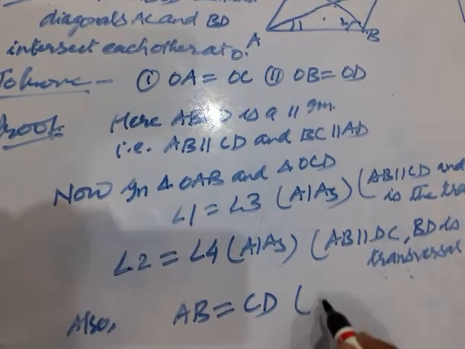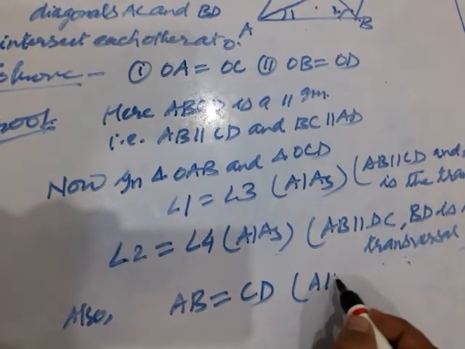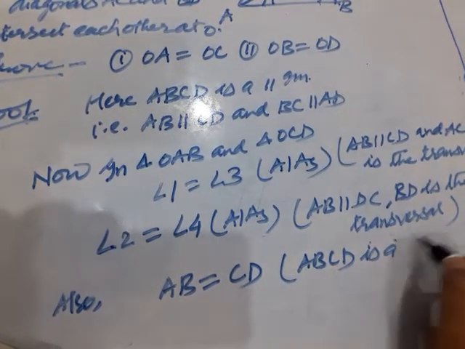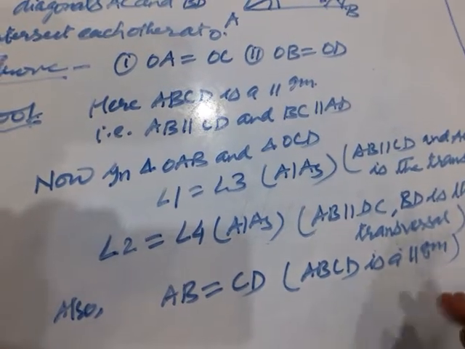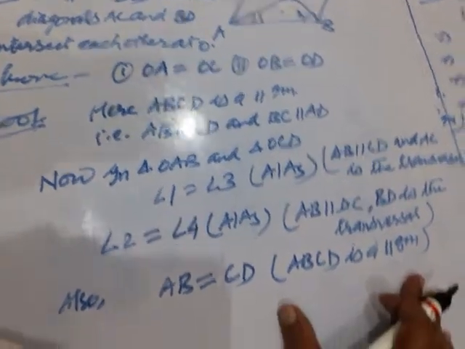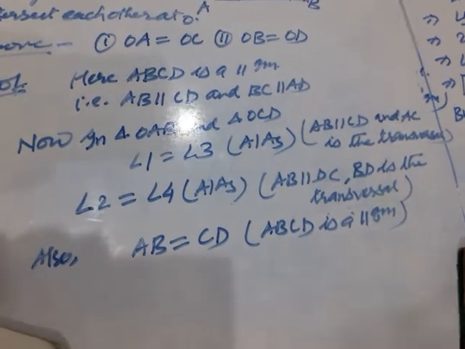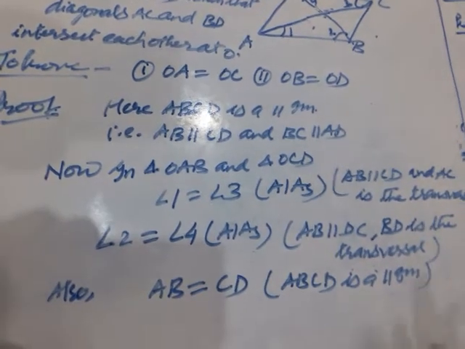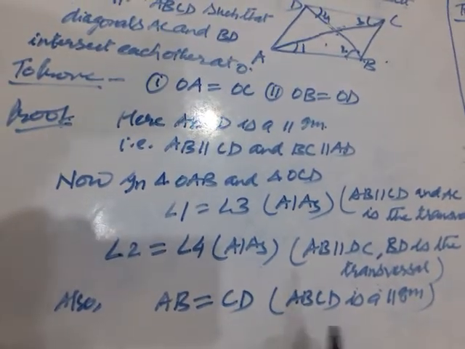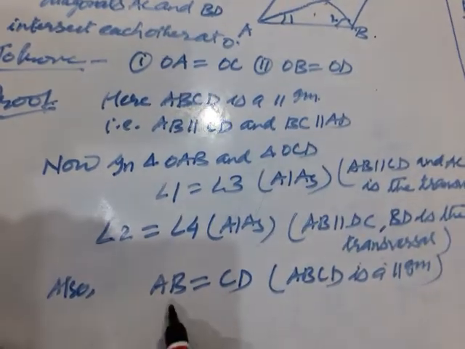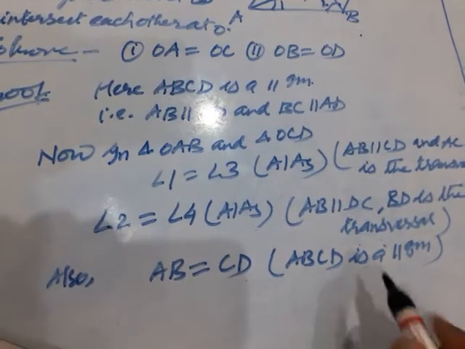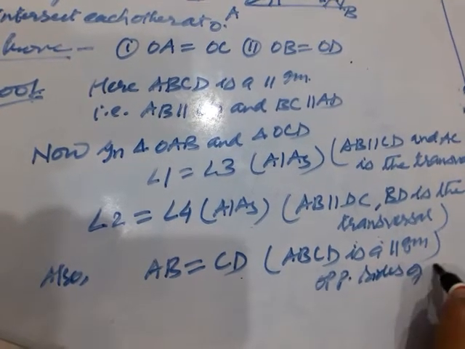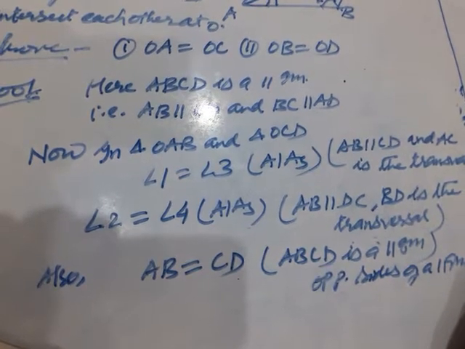CD. That is, ABCD is a parallelogram. Children, don't commit such type of mistake here. See, there is no existence of triple A congruence rule. Clear, children? If all the three angles are equal, it is not always necessary that the triangles will be congruent. So don't take triple A, don't commit this mistake. AB equal to CD, since ABCD is a parallelogram. Here you can write: opposite sides of a parallelogram are equal.